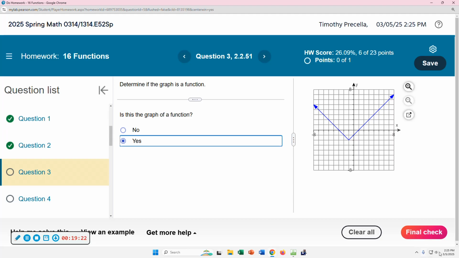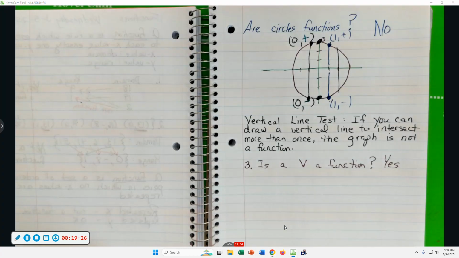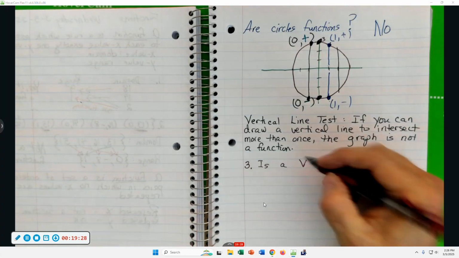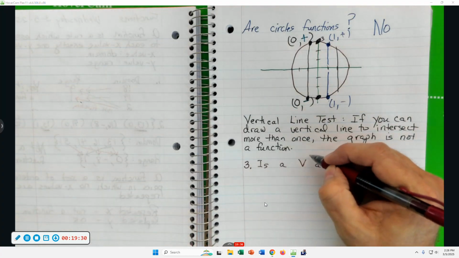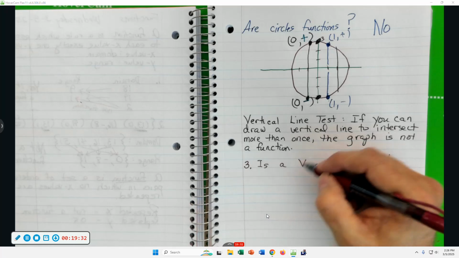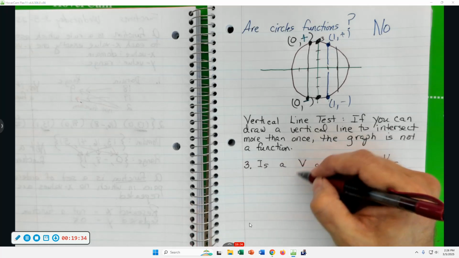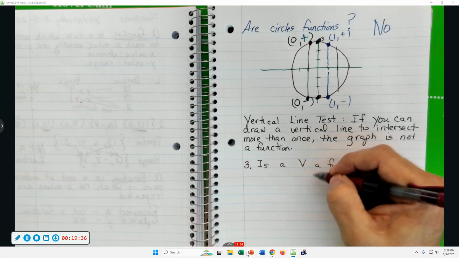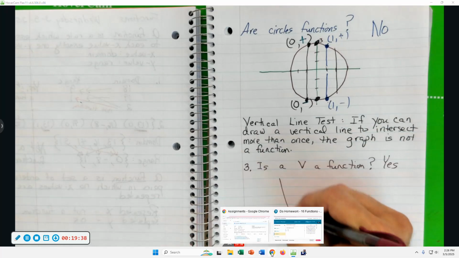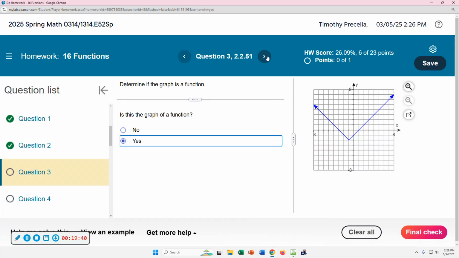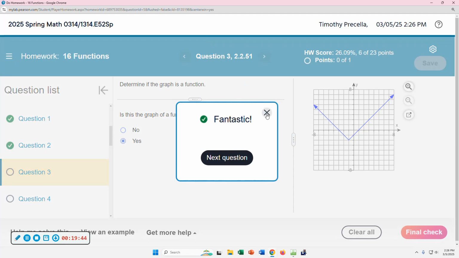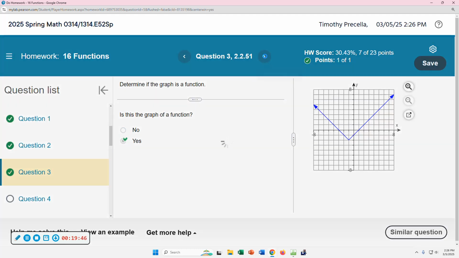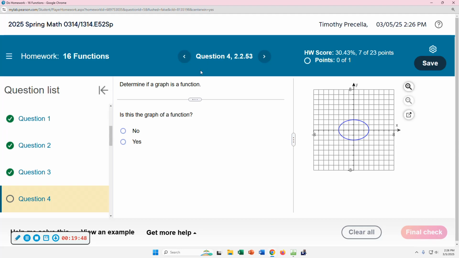Tony, did you want to draw a V shape and illustrate the vertical line test? No, I mean, for any V-shaped figure, it doesn't matter if it's opening up or down. You can draw vertical lines and it's not going to intersect it more than once. What about number 4? Number 4, I think we've done already. We have? Okay, look at number 4.